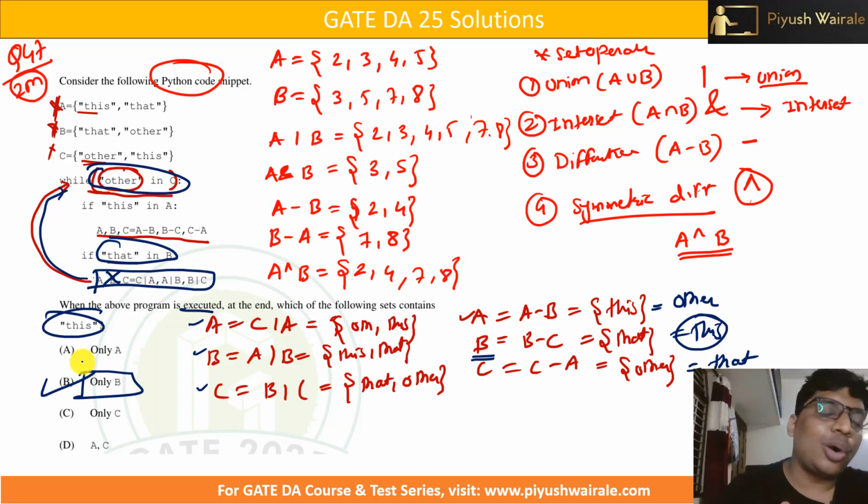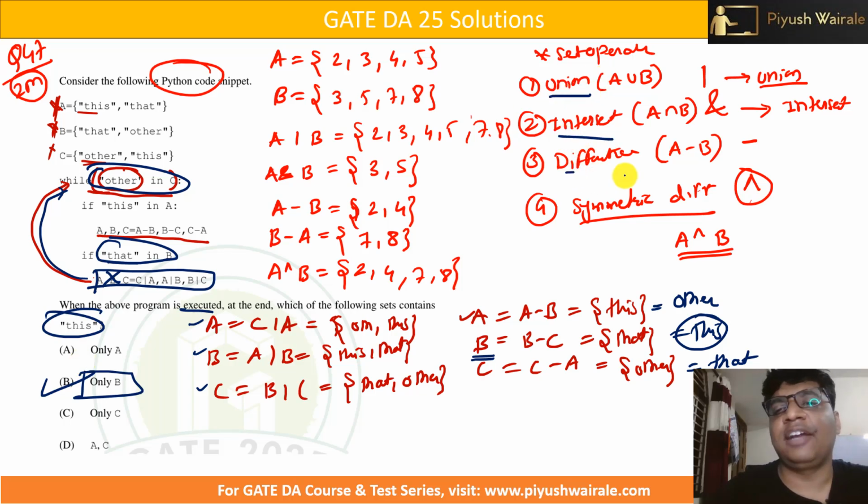You should understand how the while loop works, how the if statement works, and what the set operators are here: union, intersection, difference, symmetric difference. All these things you should know. In the GATE exam, they may ask you a question based on intersection, difference or symmetric difference also, like this. So try to solve more questions similar to this for more practice, right?